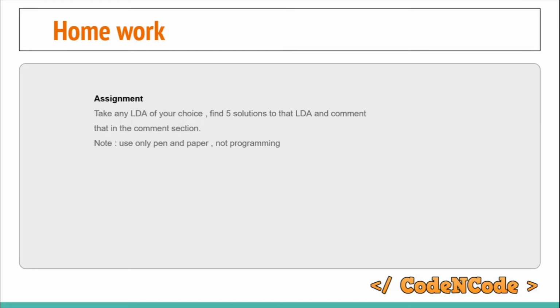So I just want to make sure that you guys understand extended Euclidean algorithm as deeply as possible. So use extended Euclidean algorithm to find one solution of any LDA, like 3x plus 5y is equal to 17 or something like that. Then since you have one solution, use extended Euclidean algorithm using pen and paper, of course, to find the first solution, and then use the formula that we have generated in the previous slide for the general solution to generate the remaining 4 solutions. Then comment your LDA that you have taken along with your 5 solutions in the comment section.